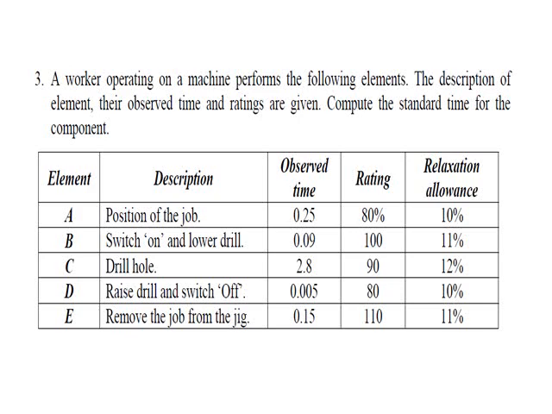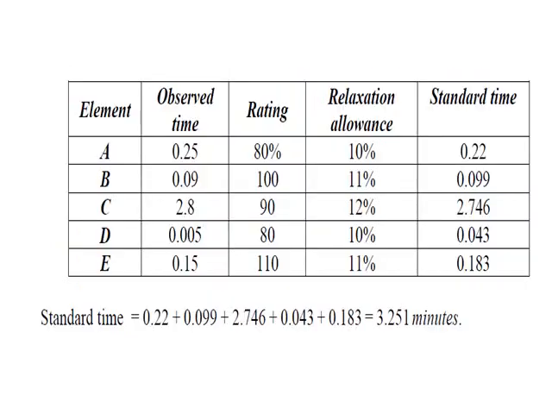Observed time is given for each element. Rating factor is given for each element. Relaxation allowance is given for each element. But the question is to compute the standard time of the component. So we need to find the standard time of the component, and for that we need to find the standard time of each element. Clear, right? So there is a table for each element: observed time, rating factor, allowance.